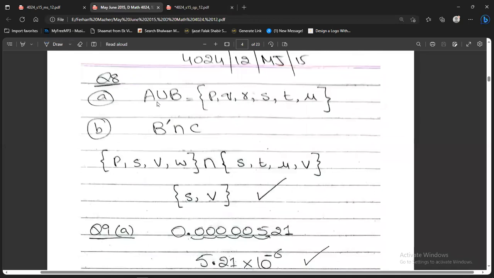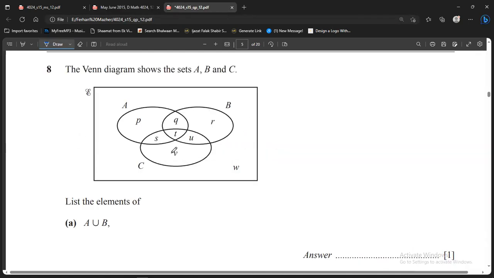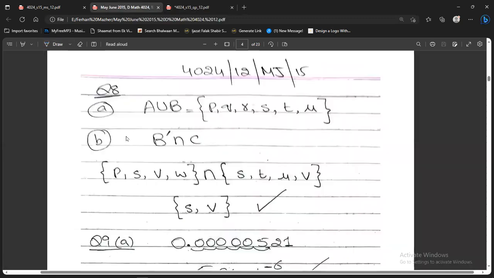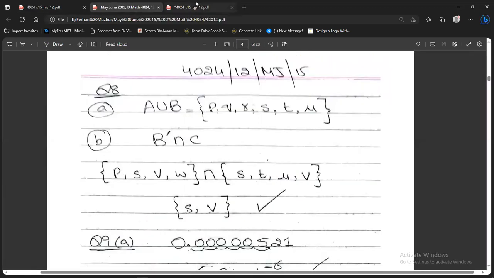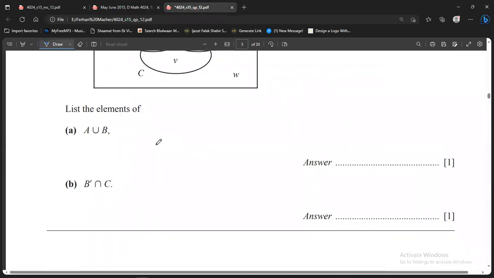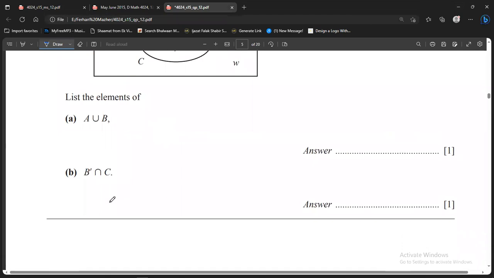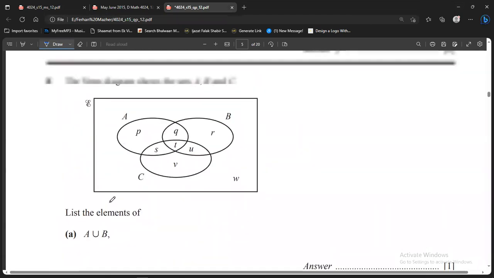So if you look at that carefully, here you will have P, Q, S, T, R, and U. Okay. P, Q, R, S, T, U. So that's the list. Then he says B complement intersection C.